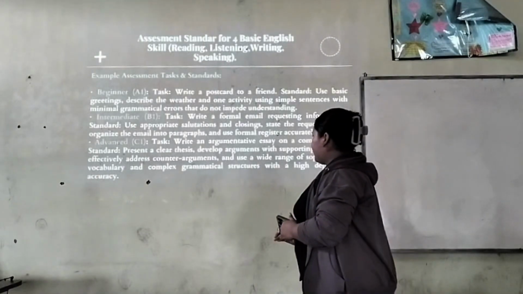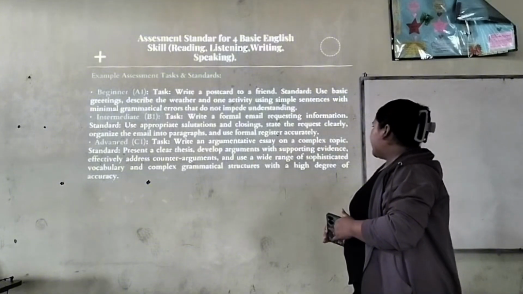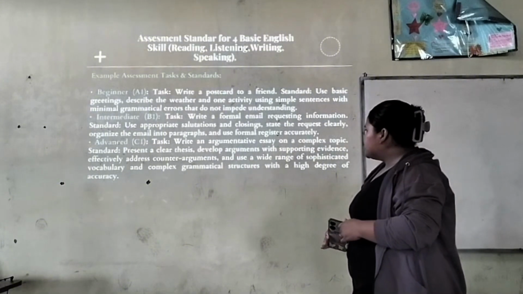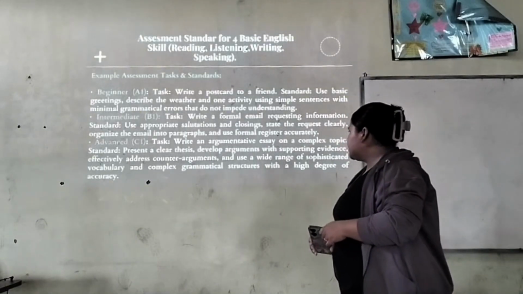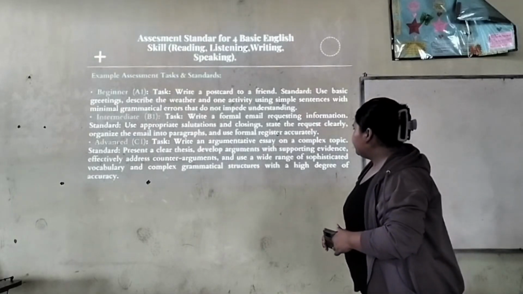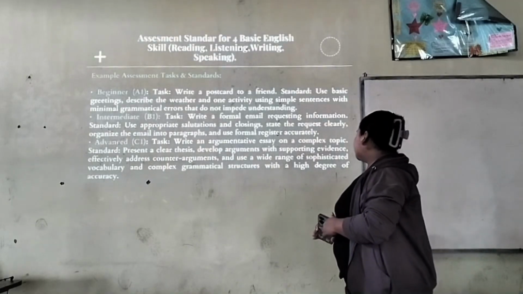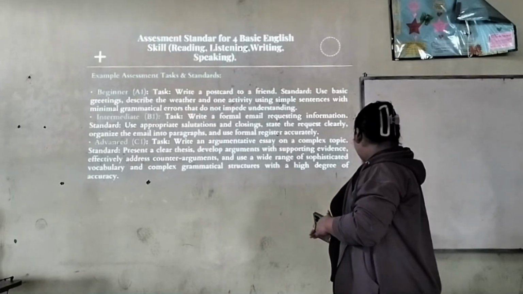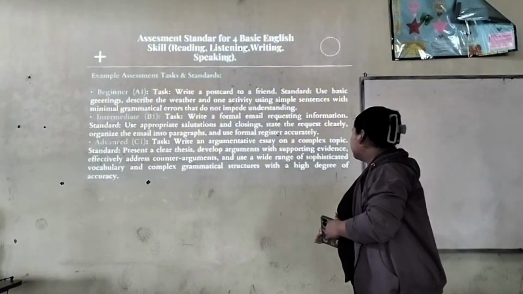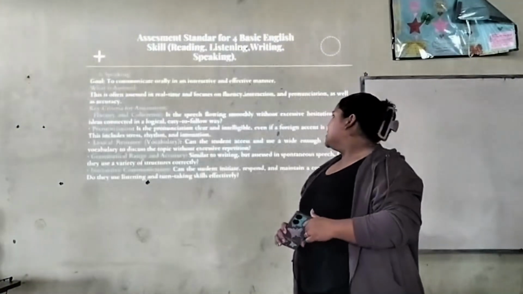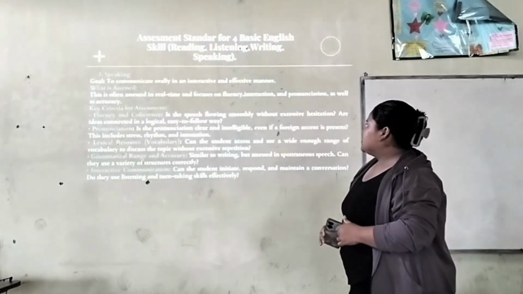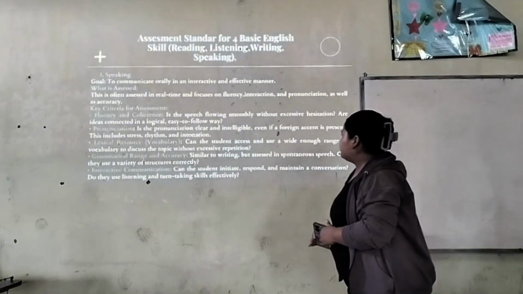And the last is advanced. The task is write an argumentative essay on a complex topic. The standard is present a clear thesis, develop arguments with supporting evidence, effectively address counter-arguments, and use a wide range of sophisticated vocabulary and complex grammatical structures with a high degree of accuracy. The third is speaking. What is the goal? To communicate orally in an interactive and effective manner.